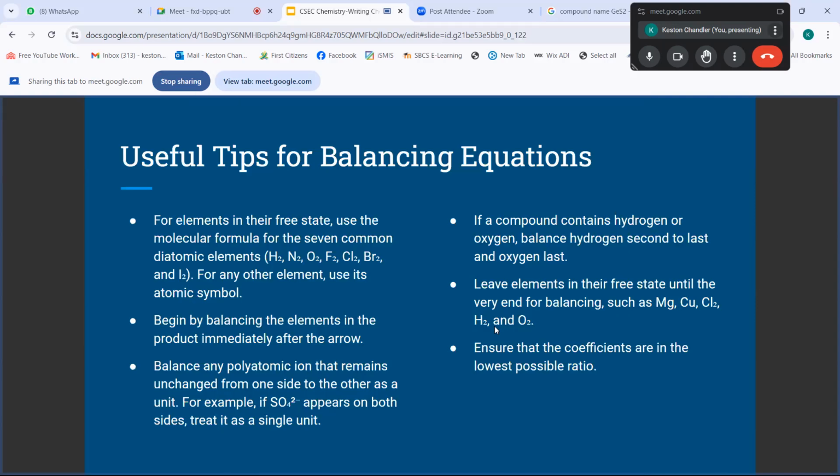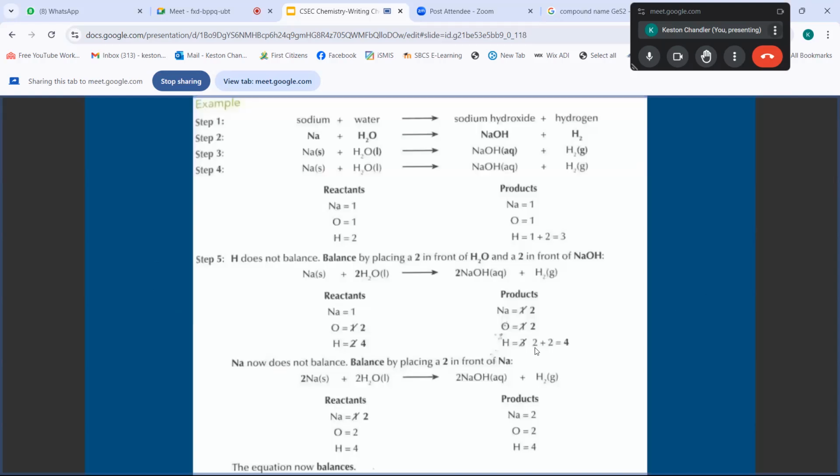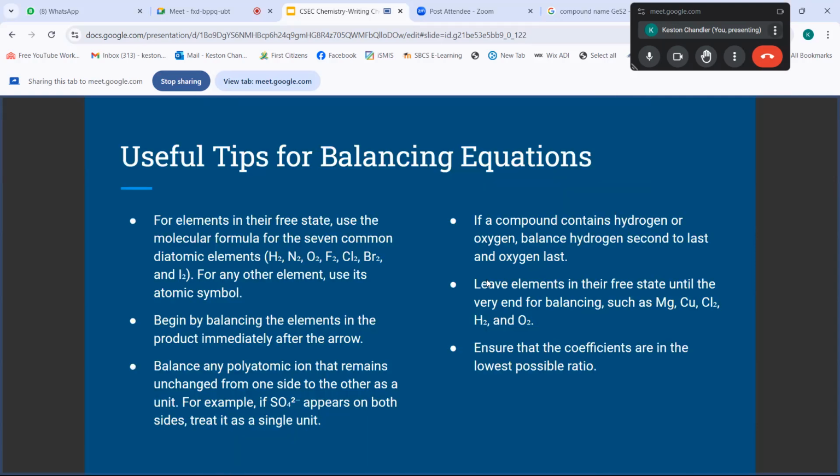Now here's some tips when you're balancing equations. For elements in a free state, you use the molecular formula, right? A lot of these might be diatomic, like we saw hydrogen, nitrogen, oxygen, chlorine, bromine, and iodine. All of these are diatomic elements in a free state. You always begin by balancing elements in the product immediately after the arrow. So that's the first place you should try to start to balance, right? Like in our previous example, you notice they went to the sodium hydroxide molecule. That's a good starting point, right?